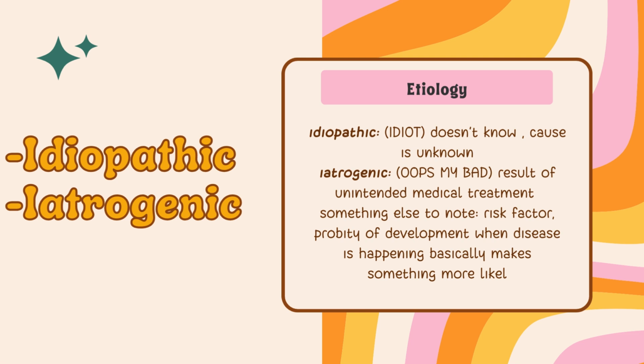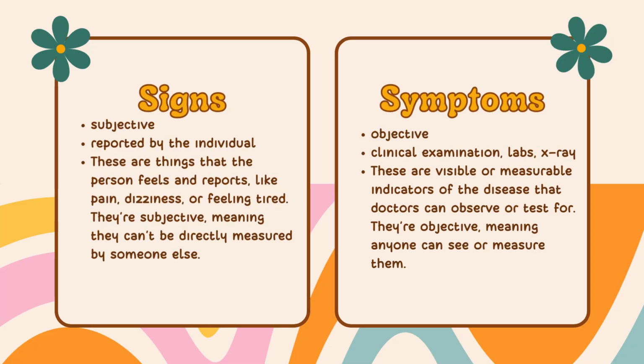So, for etiology, keep in mind two things, idiopathic and iatrogenic. Idiopathic is basically, I don't know why that happened, and iatrogenic is, oops, my bad, and it's the result of an unintended medical treatment. Now, let's see the difference between signs and symptoms. Signs are subjective and symptoms are objective. Signs are something that the patient can tell you, like, I'm feeling dizzy, it can't be measured. Symptoms is like a broken fracture that you can see on an x ray.